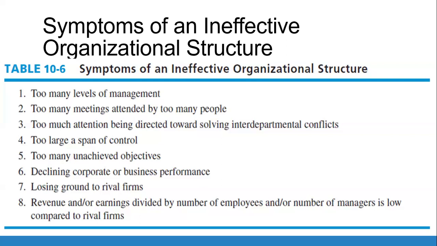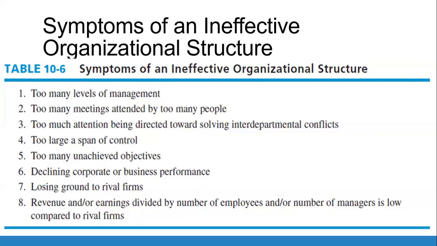Another indication of an ineffective organizational structure is when there are too many unachieved objectives. Another one is when there is declining corporate or business performance. When you realize that the present structure is not in a position to help the organization achieve its set objectives, particularly at the corporate or the business level, then we can say perhaps the structure is ineffective.